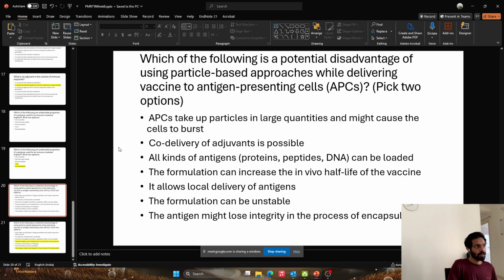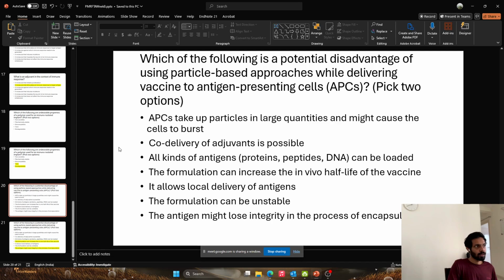And the formulation can be unstable. It's not true, because these particles that you're using, most likely PLGA microparticles and so on and so forth, they're very well characterized. We know the stability of them. We know how long they're going to remain as they are in the body, when they're going to degrade, at what rate they're going to degrade, based on which molecular weight of the polymer that you've used. So higher the molecular weight, lower will be the degradation of the polymer, so on and so forth. So not really a concern.